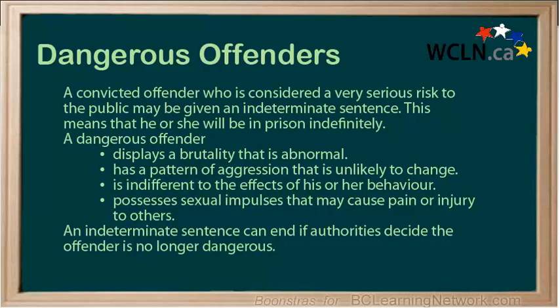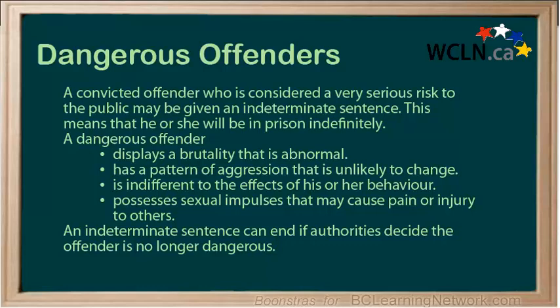A convicted offender who is considered a very serious risk to the public may be given an indeterminate sentence. This means that he or she will be in prison indefinitely. A dangerous offender displays a brutality that is abnormal, has a pattern of aggression that is unlikely to change, is indifferent to the effects of his or her behavior, and possesses sexual impulses that may cause pain or injury to others. An indeterminate sentence can end if authorities decide that the offender is no longer dangerous.